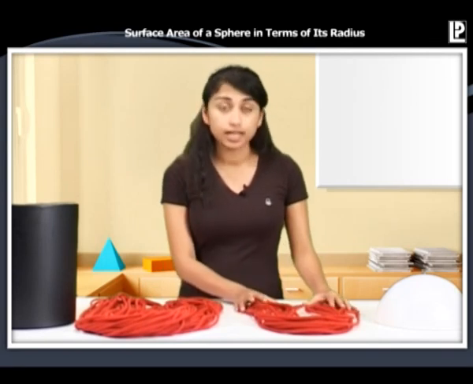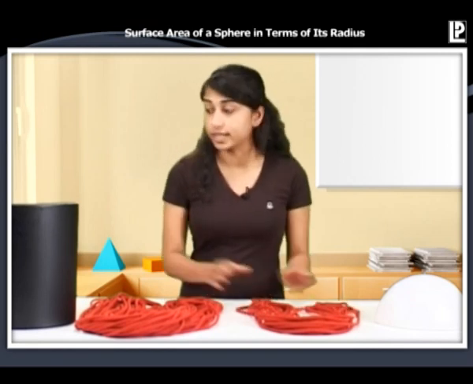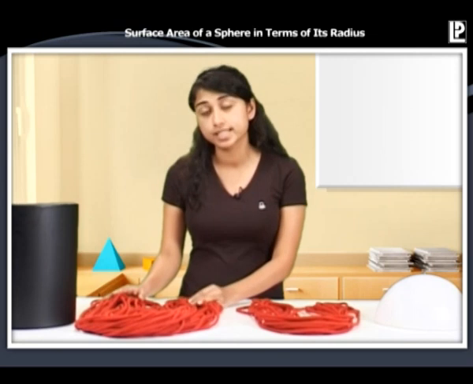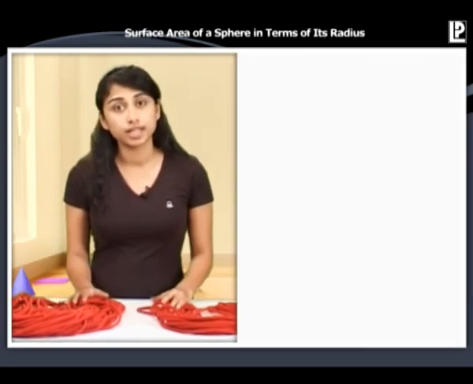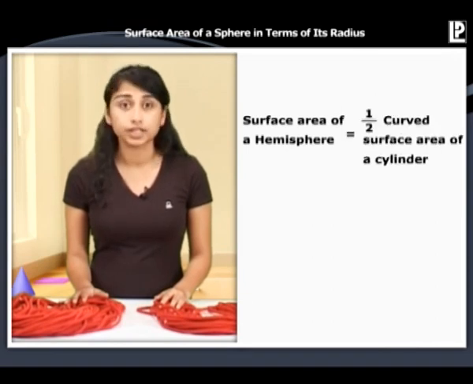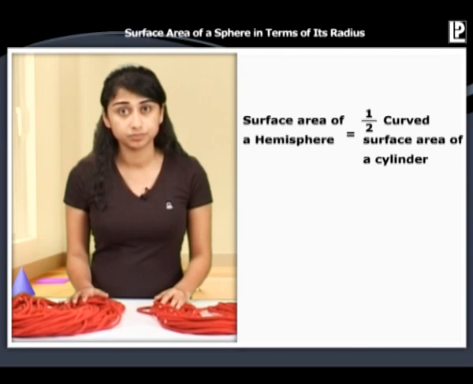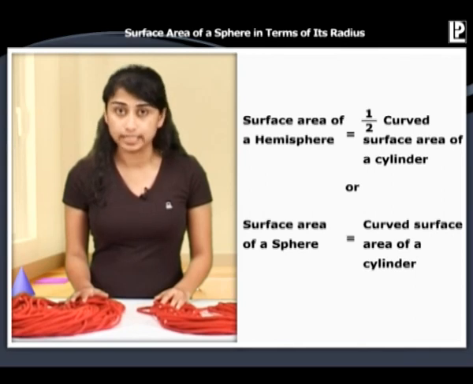When measured, the thread from the hemisphere measures 18 meters, whereas the thread from the cylinder measures 36 meters. From this, we can conclude that the surface area of a hemisphere is equal to half the curved surface area of a cylinder, or the surface area of a sphere is equal to the curved surface area of a cylinder.